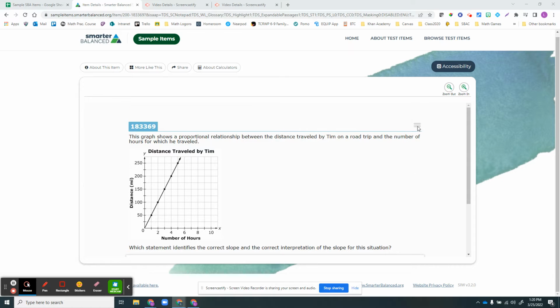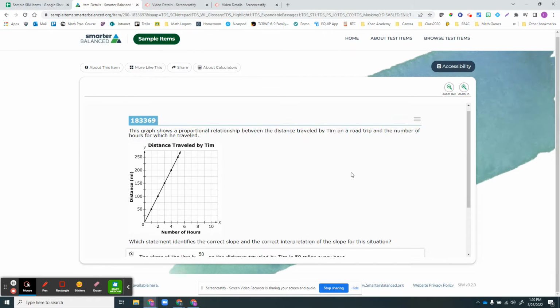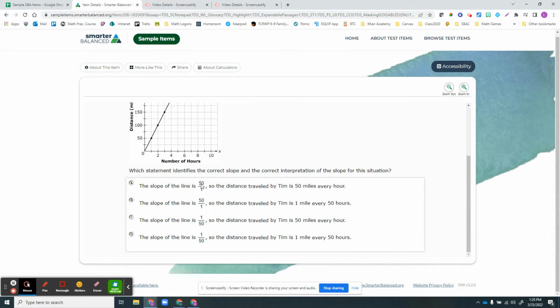Okay, so we're going to look at our accessibility stuff. That is very weird. Oh, there we go. Okay, so we've got the strike through. So we've got multiple choice, so we can make it so that we can eliminate choices. Okay, so I'm going to read through this.